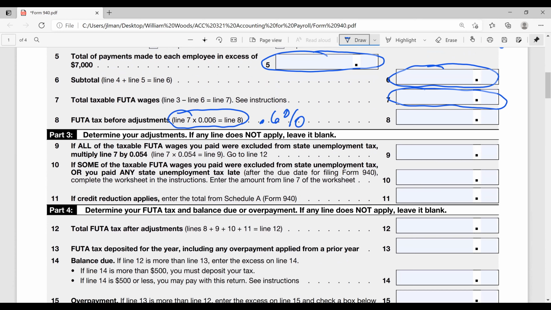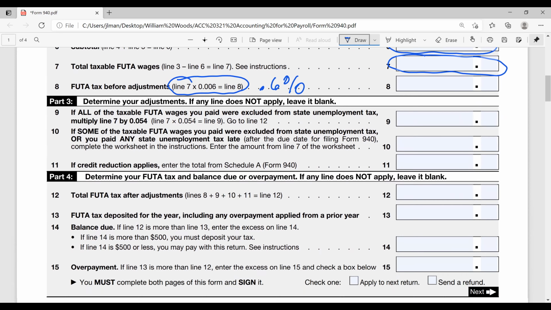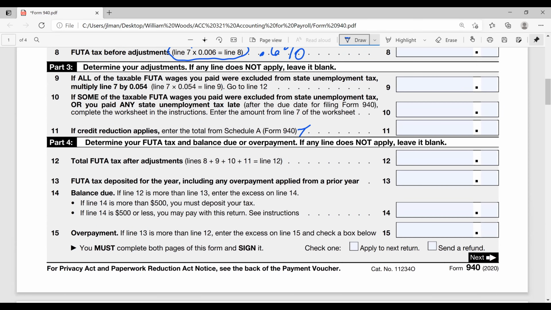And so Part 3, any adjustments, line 9 says if all the taxable FUTA wages you paid were excluded from state unemployment tax, multiply the line by 0.0454. If some of the taxable FUTA wages you paid were excluded from state unemployment tax, or you paid any state unemployment tax late, then that's where we have to move to the worksheet. We only get 90% of the credit. Credit reduction, if credit reduction applies, again, that's from that Title 12.